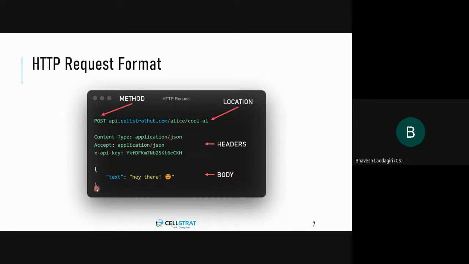JSON is essentially a dictionary kind of format, with dictionaries, lists and standard data types. And what kind of format will the client accept? And authorization as well. In the CellStrat Hub API, we have a header called X-API-key, where you put your API key and then call your model. After those headers comes the main body of the message. This body is your input message, whatever you want to send to the server, so that the server can take that message, do something, and return back. This is the basic format of an HTTP request.